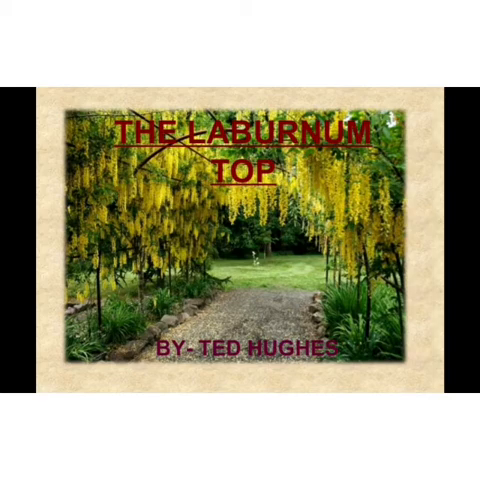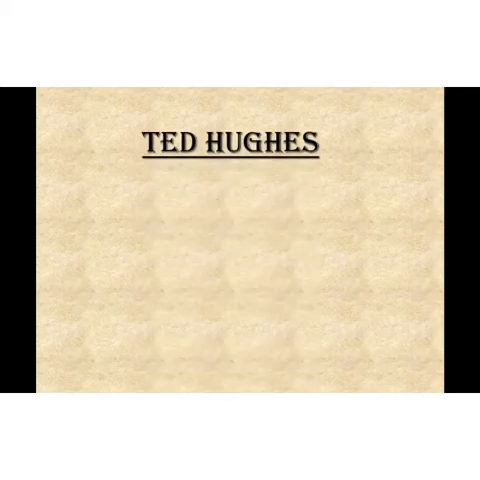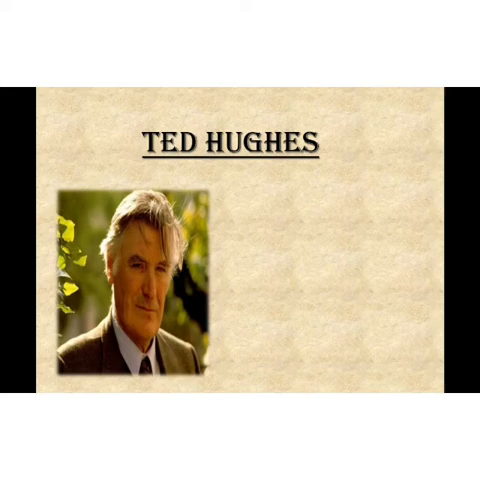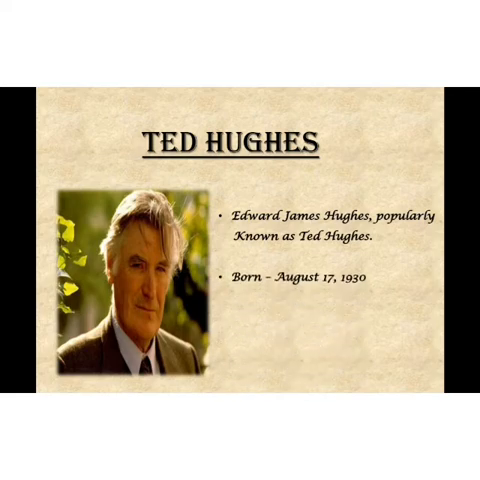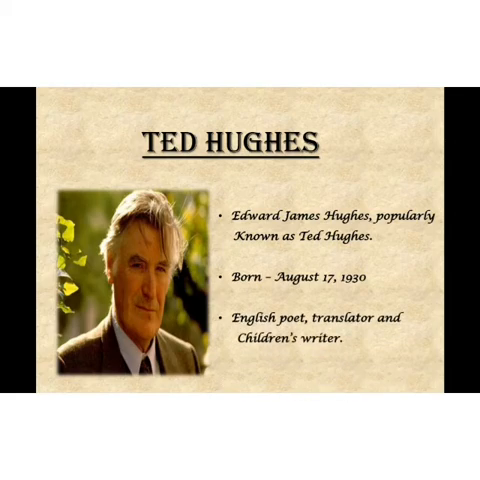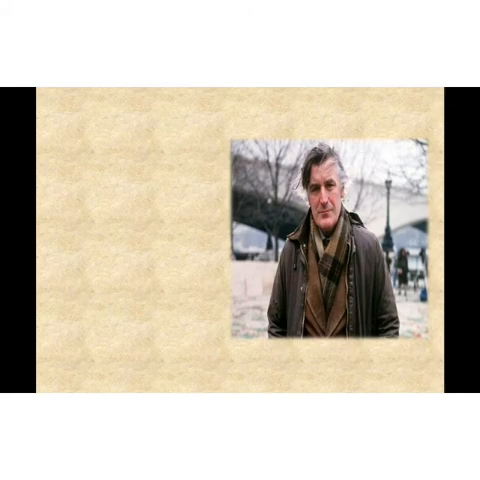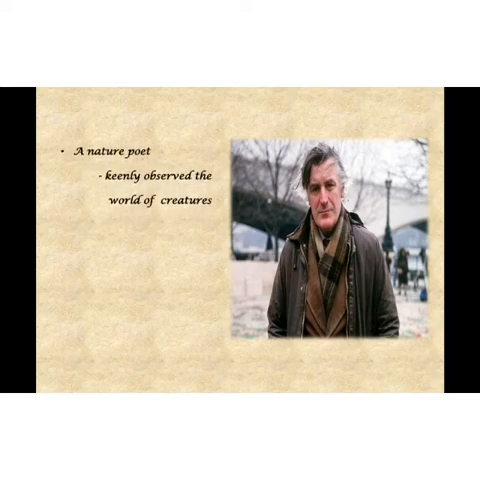Before moving on to the poem, let us get a brief idea about the poet Ted Hughes. One of the giants of 20th century British poetry, Edward James Hughes, famously known as Ted Hughes, was born in Yorkshire in the year 1930. He was an English poet, translator, and children's writer. As a child, he spent most of his time in the lap of nature. The early years of life were dominantly rural, which proved a starting point of his poetic imagination. Hence, Hughes is what some have called a nature poet. He was always seen involved in the observation of the world of creatures.